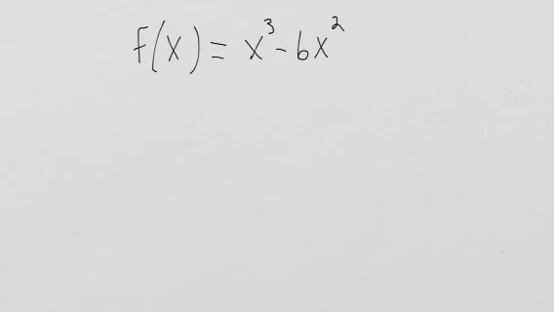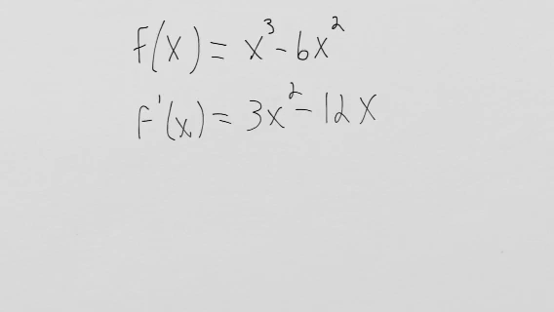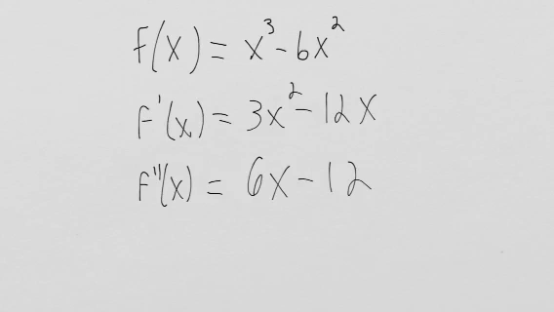Our goal here is to make a chart explaining the concavity of this function and to justify any points of inflection that occur in their x values. So, first thing we do is we're going to take the first derivative, get 3x squared minus 12x by our power rule. And then now we have to take the second derivative because that's the function that tells us about concavity. So we get 6x minus 12.